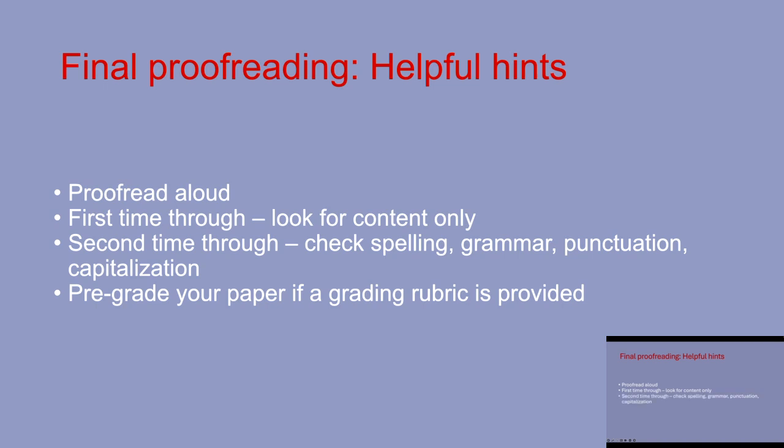The second time through, look for your spelling and grammar and punctuation and capitalization, and tools that we refer to in chapter 4, such as Grammarly, can be very helpful at this point. Now's the time to pay attention to all the little squiggles and suggestions that an editing tool may provide for you. And if you have a grading rubric, pre-grade your own paper and see where you think your paper is strong and where it's weak.